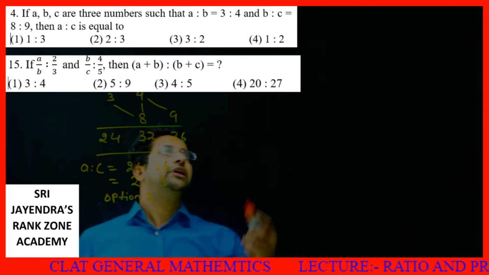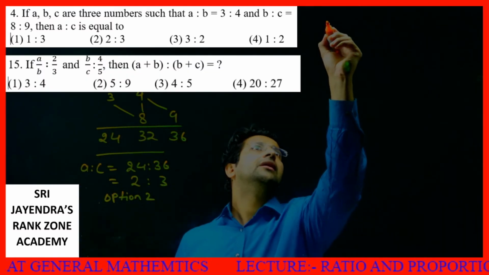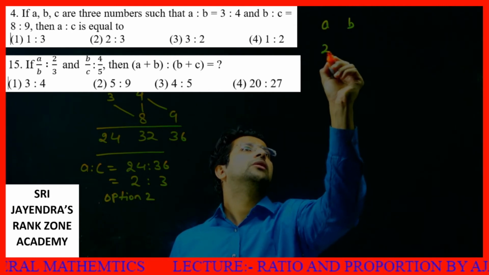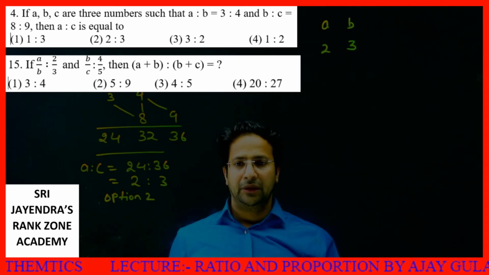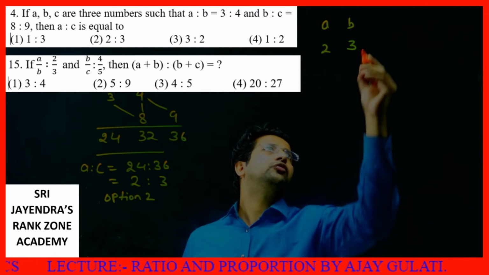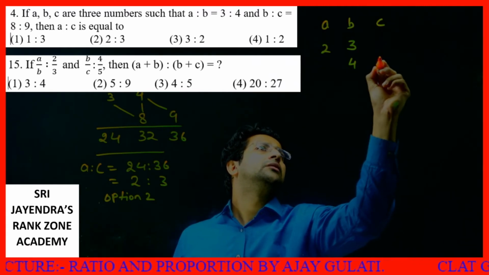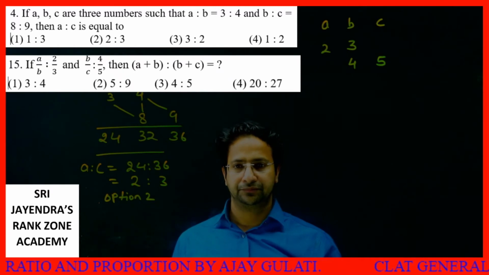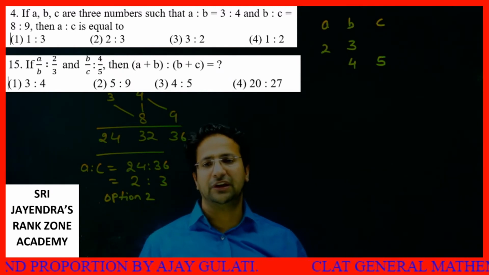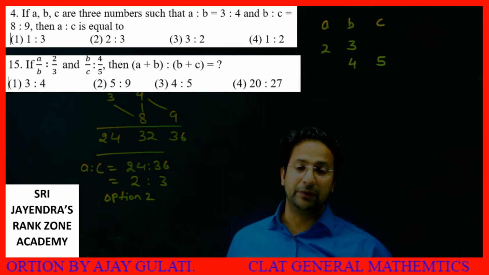A is to B is 2 is to 3. Then B is to C is 4 is to 5. Then A is to C is 9. We are asked A plus B is to B plus C.